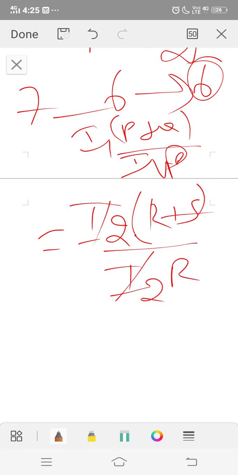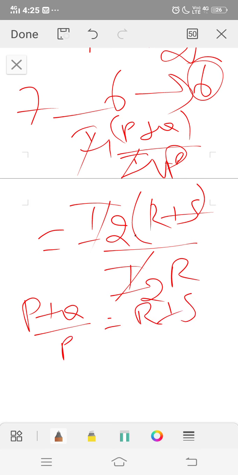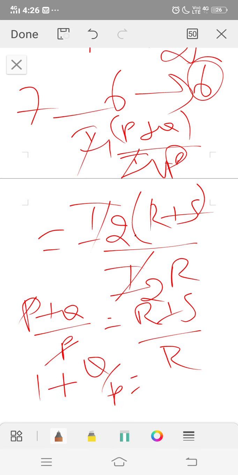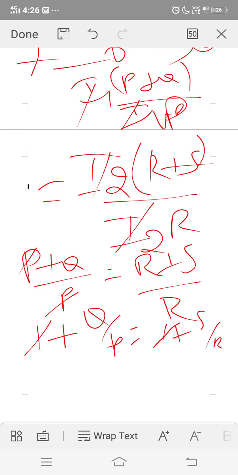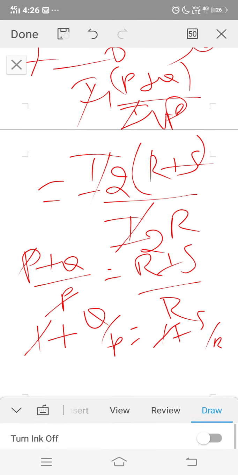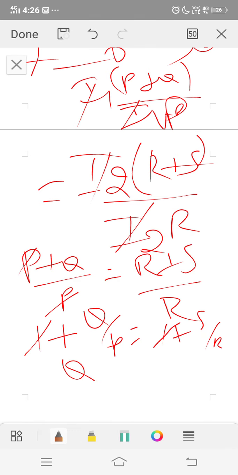Okay, both I2 and I1 get cancelled. So the remaining thing: P plus Q by P is equal to R plus S by R. So this P gets cancelled, and the equation becomes 1 plus Q by P is equal to 1 plus S by R. The 1 and 1 get cancelled, so the remaining thing is Q by P is equal to S by R.